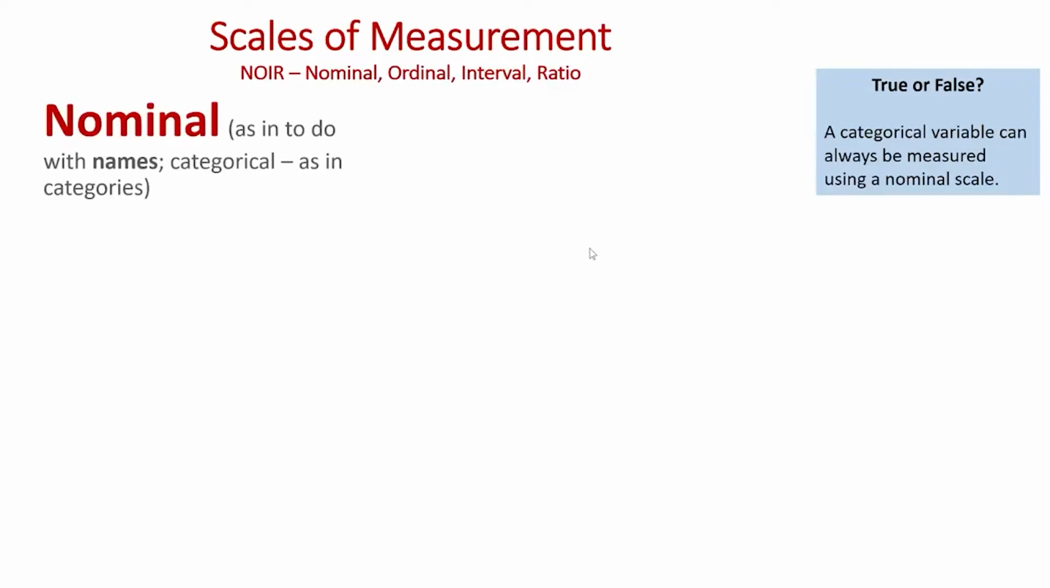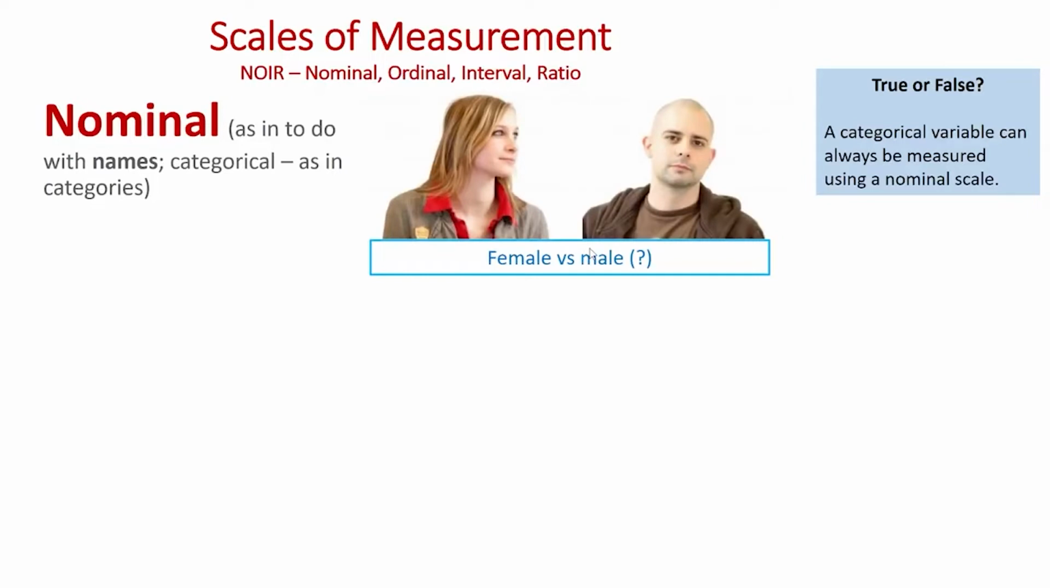Okay, and so when we talk about nominal scales, nominal means as in names. Another description of a nominal scale is a categorical scale, as in categories. So this is where there are discrete categories, discrete ways of classifying the various different things within your data. The traditionally classic example of a nominal or categorical scale would be something like gender, so male versus female.